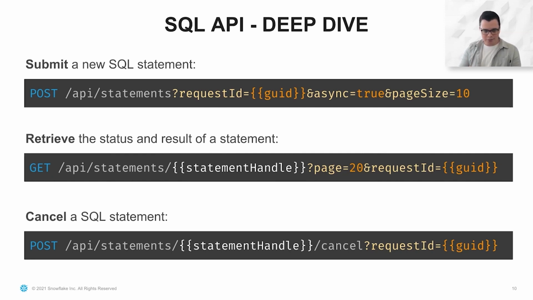So for example, those 3 different statements include submitting a new SQL statement, retrieving the status and or the result of a previously submitted statement, or canceling a statement that you've already submitted as well, right? So across all of those 3, we provide the methods necessary to get that data into and out of Snowflake. So let's take a little deeper look at each of these.